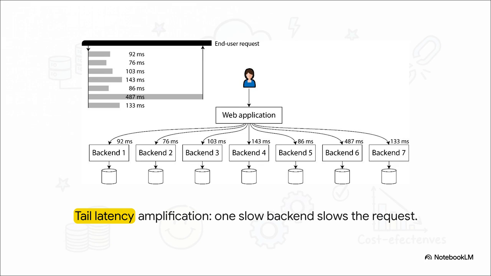We call this tail latency amplification. Even if only a tiny fraction of back-end calls are slow, as your system grows more complex, the chances of hitting one of those slow calls skyrockets, which can ruin the whole experience for the end user.